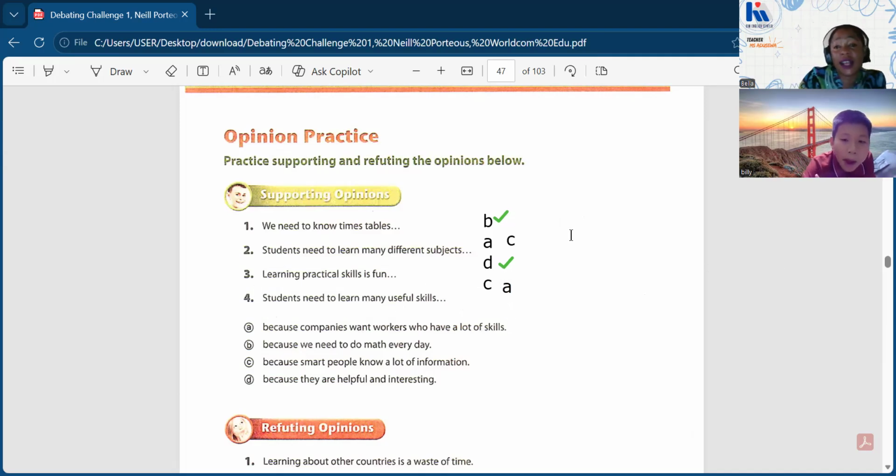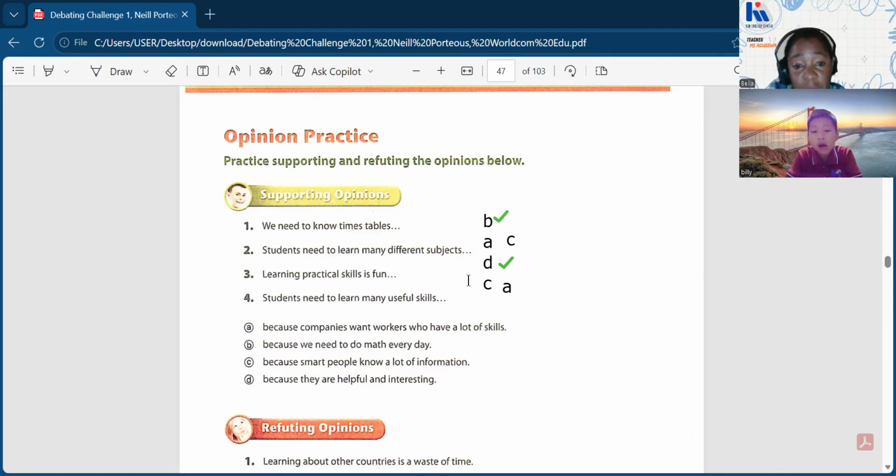Now, the reason why the answer for number 2 is C is because it says students need to learn many different information. And for students to learn many different information, they will become smart people. So the answer will be because smart people know a lot of information. So when students learn different information, they become smart people. Do you understand, Billy?